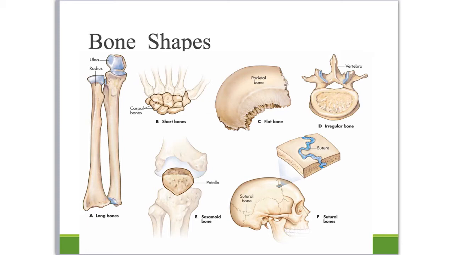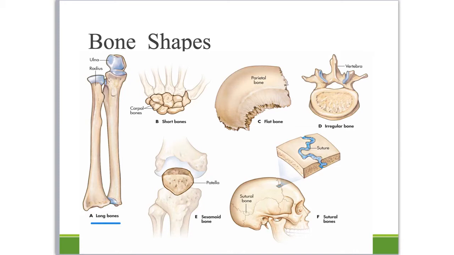So the first type of bone shape is a long bone, and this is a bone that is longer than it is wide. You find the long bones in your long limbs, like they are the bones in your arm, both the upper and the lower part of your arm, and in your leg, but also your finger bones are made of long bones because they are longer than they are wide.